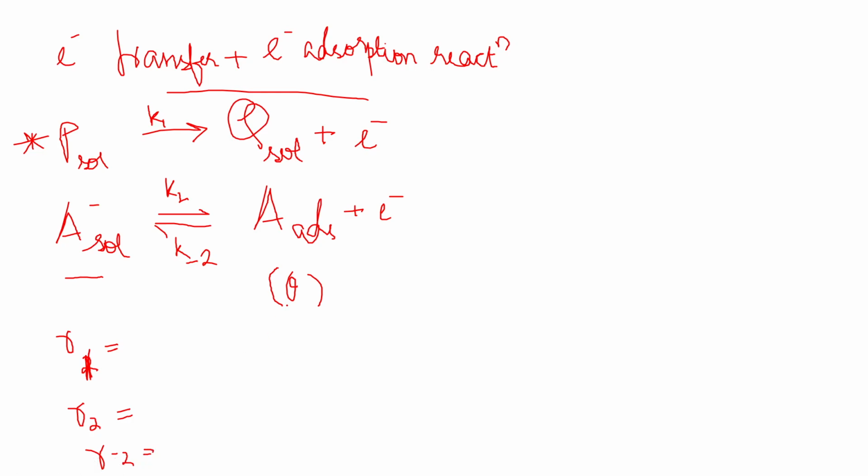If you see, theta are the sites associated with the A adsorb. So you can directly tell the reaction rate for the backward reaction, backward reaction in the sense A adsorb giving A solution. What should it be? It will be nothing but K minus 2 into theta, because those many sites are involved with A adsorb.